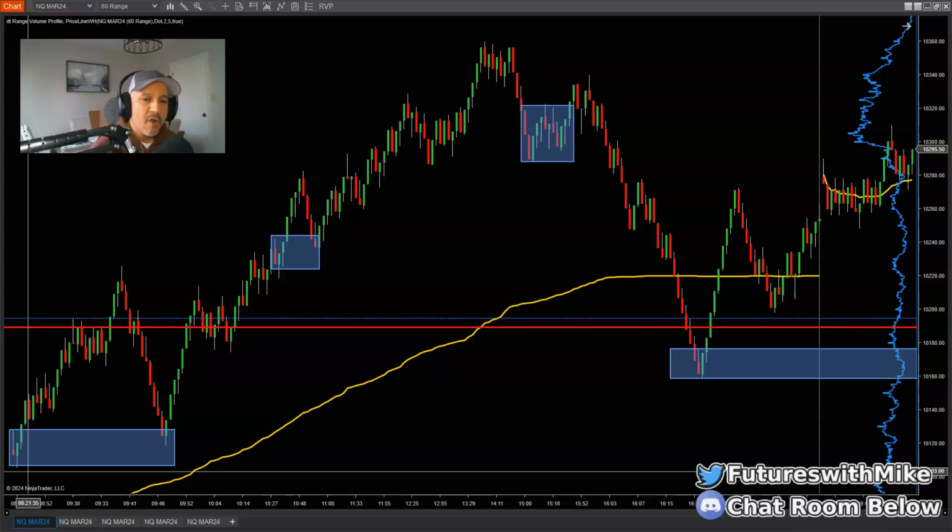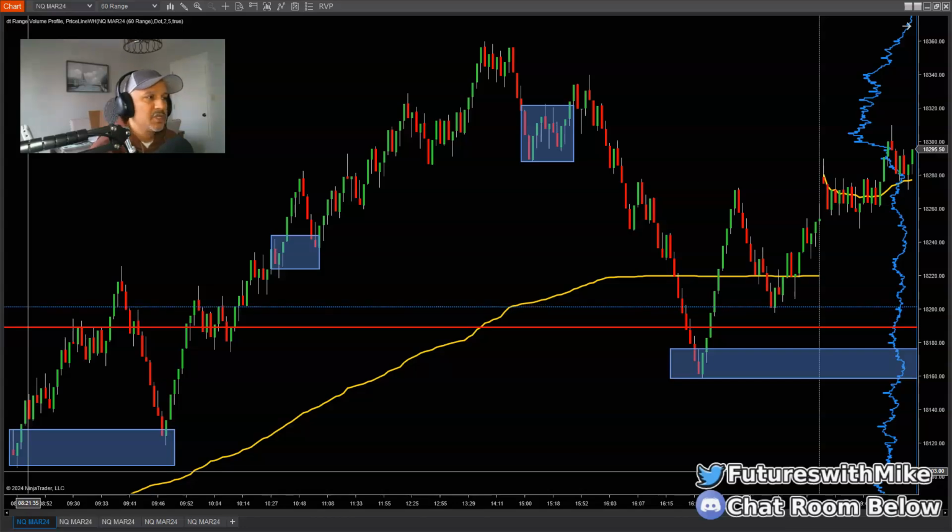But overall, the number one thing that we always have to look for and pay attention to is structure of the market. Which way is it really moving? Okay, because that's what's most important if you want to be able to trade correctly, is depicting the overall direction of the market.